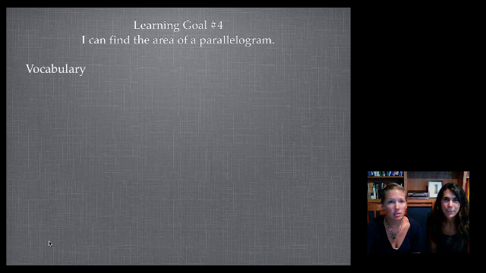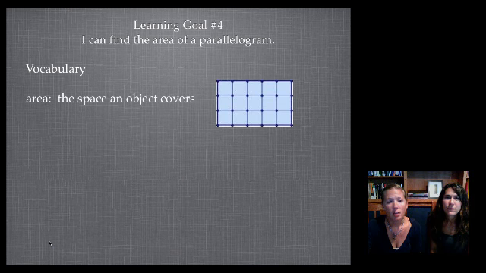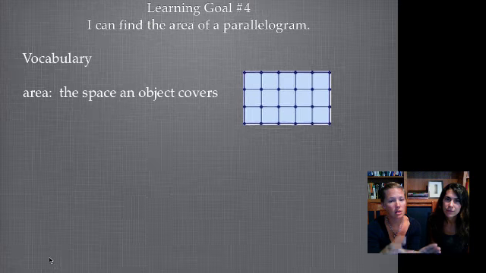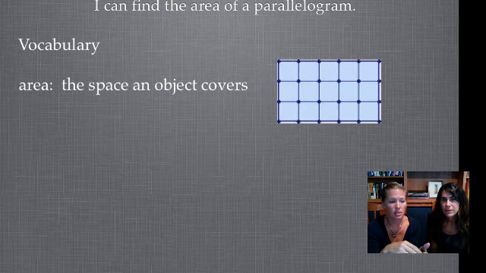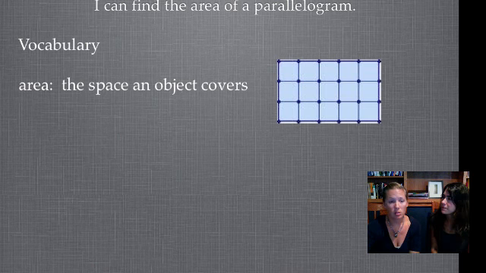Our vocabulary is all review stuff, so if you want to write it down again, you certainly may, but you don't have to. We are going to, again, be talking about area. Remember, area is how much space an object covers. So we found the area of a square and a rectangle, and a triangle. Now we're going to find the area of a parallelogram.